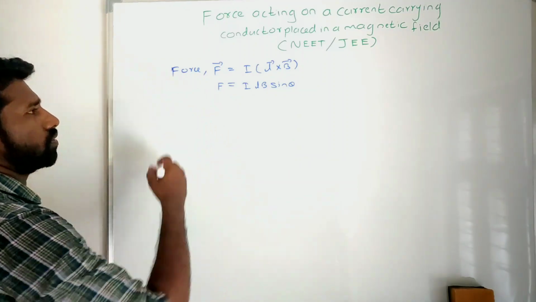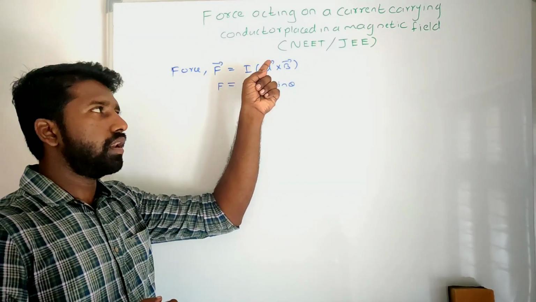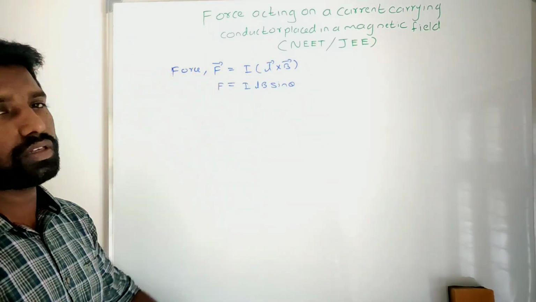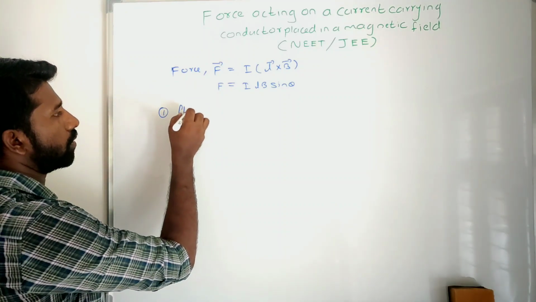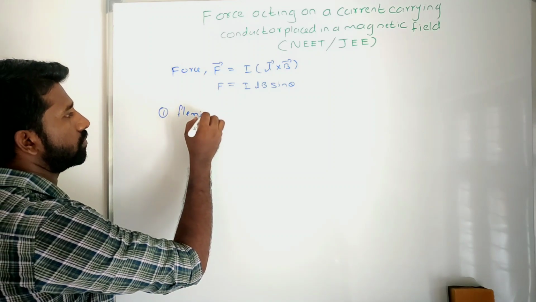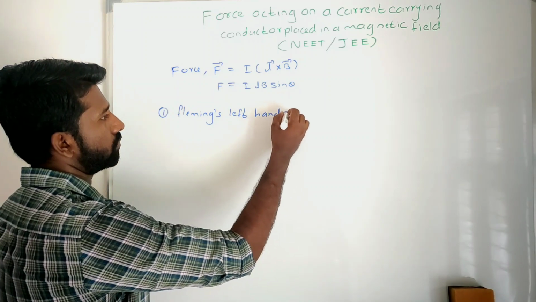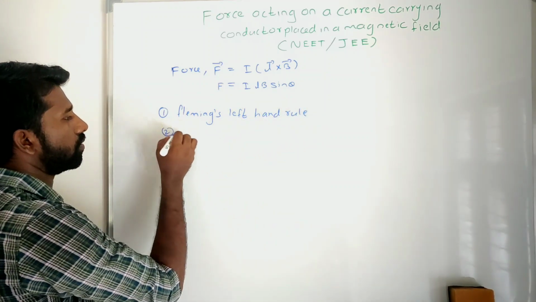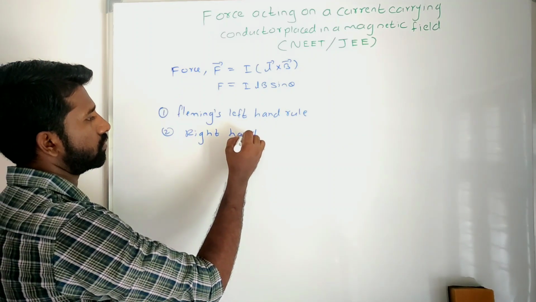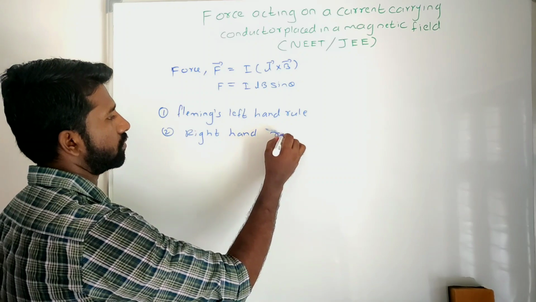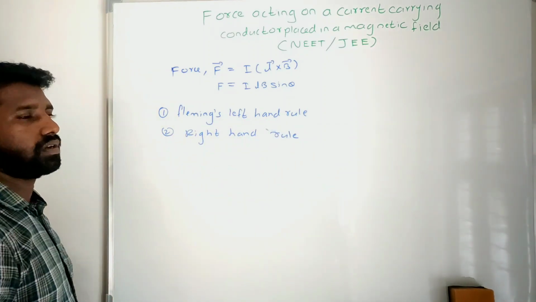So this force is perpendicular to the plane containing L and B. How can we find out the direction of F? F direction can be found out by using Fleming's left hand rule or right hand rule. Okay, so first we will see how we can apply the left hand rule.